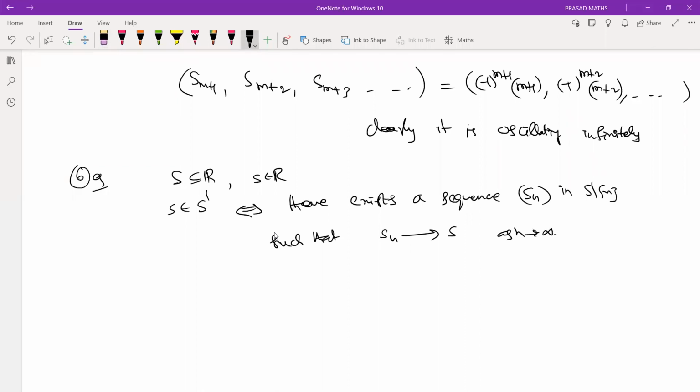So this clearly happens. Suppose you take a limit point. This is a very standard property. Suppose x is a limit point of S. Automatically one can find a sequence in S minus {x} such that Sn converges to x. We can easily prove it.